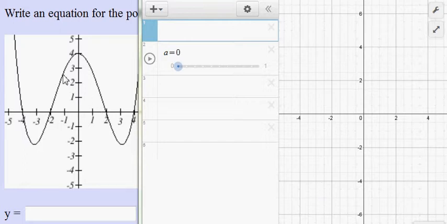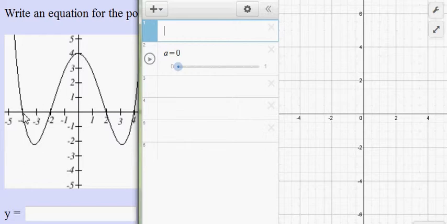In this example, we're given the graph of a polynomial function, and our job is to find an equation that would produce such a graph. I'm going to start by just producing a bunch of linear factors in my equation to show you how this may play out. So for example, notice that my graph crosses at x equals 2.